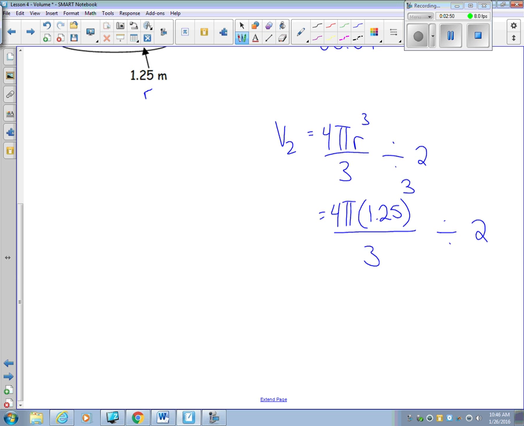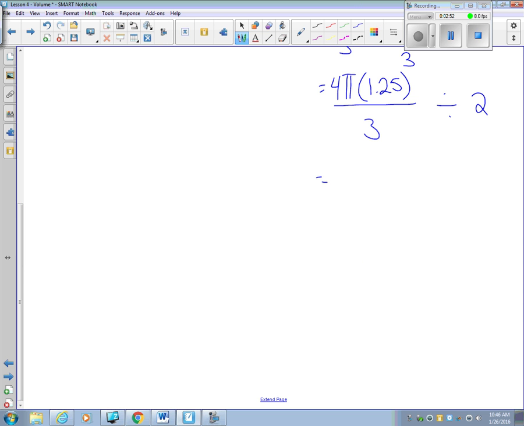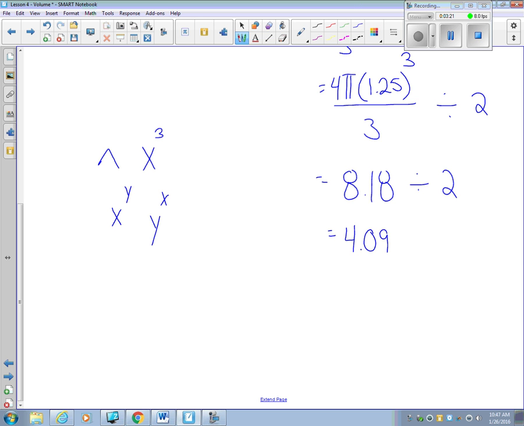Okay. When we're finding the volume, the first part here, try and use that cube button on your calculator. It looks like the hat, or you might even have a power of 3 button, or an x to the y, or a y to the x. Try and use that button, the exponent button, to make your life a little bit easier. So 4 times pi times 1.25 cubed, all divided by 3. Punch that part in your calculator, you get 8.18. We'll divide that by 2 again, don't forget. And that comes up to 4.09.